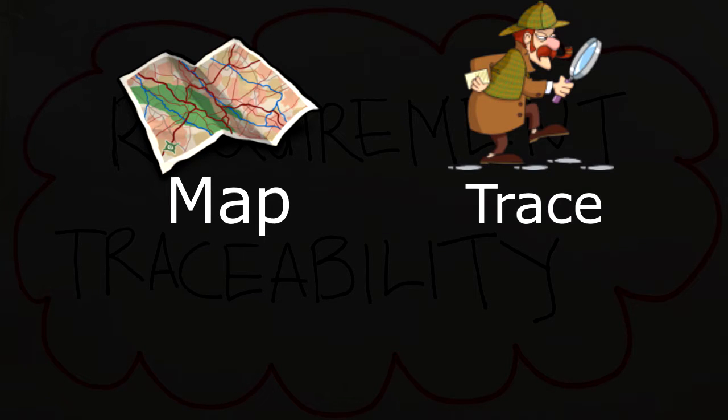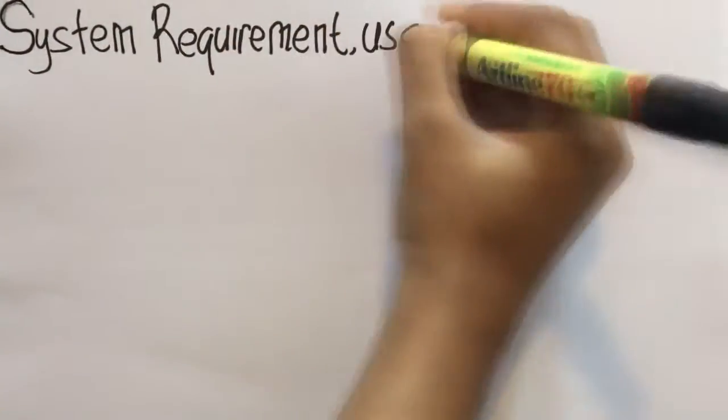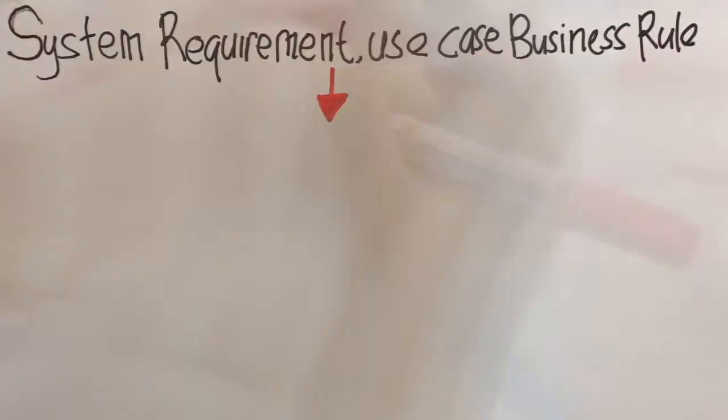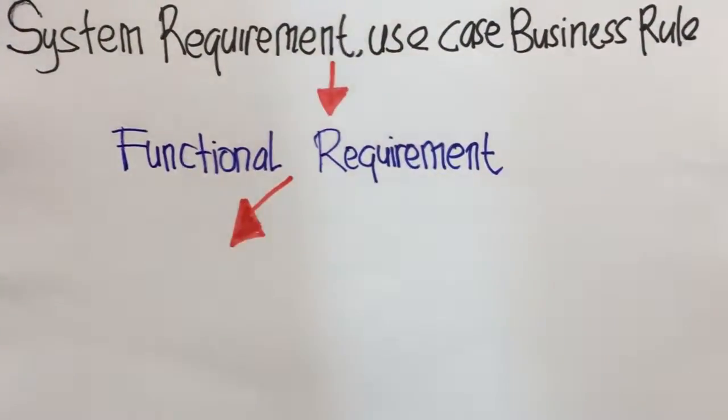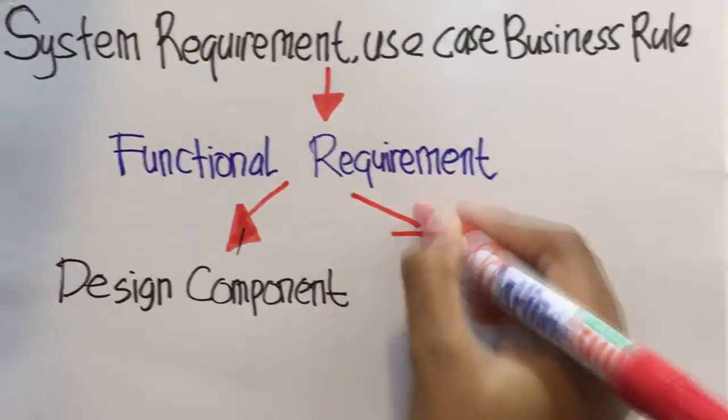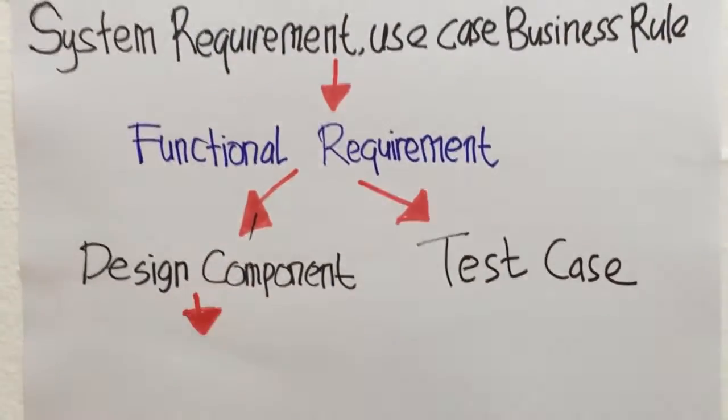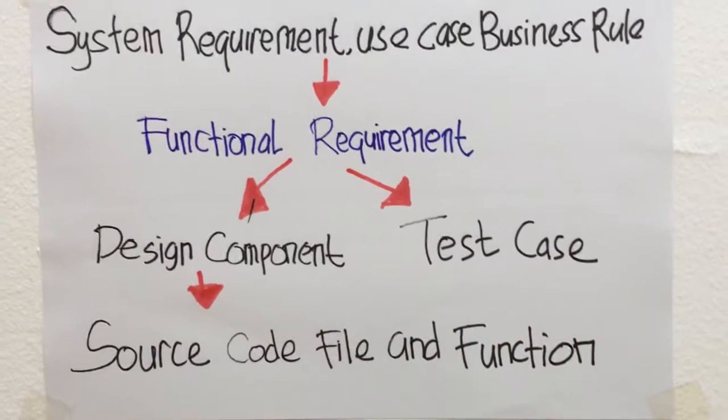Requirement traceability, in other words, is a document that maps and traces user requirements with test cases. In requirement engineering, functional requirement is obtained from system requirement or business case rule. Functional requirement is divided into two: design component and test case. Design component is where source code files and functions belong.